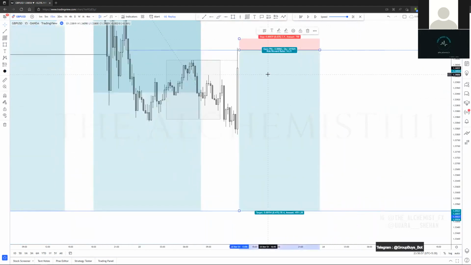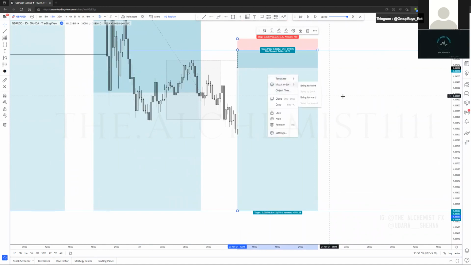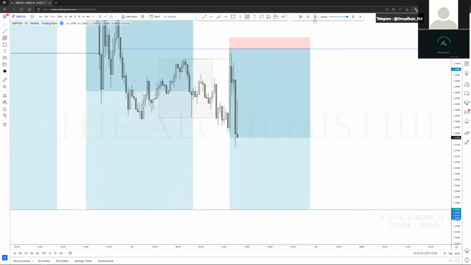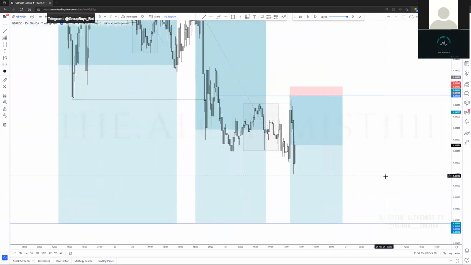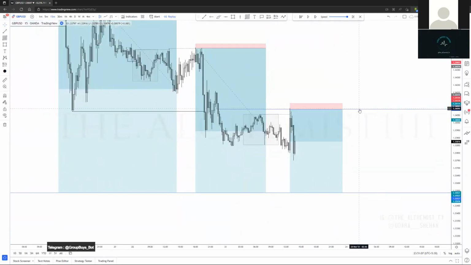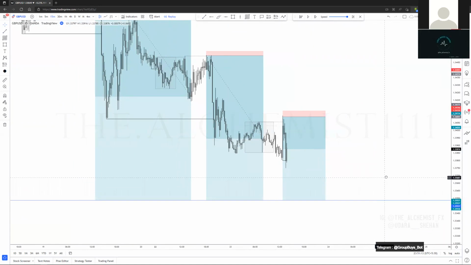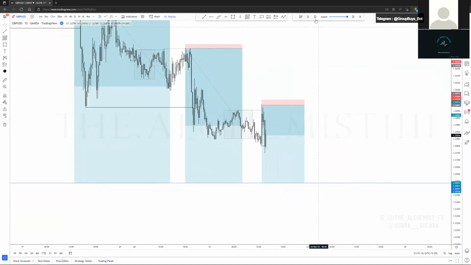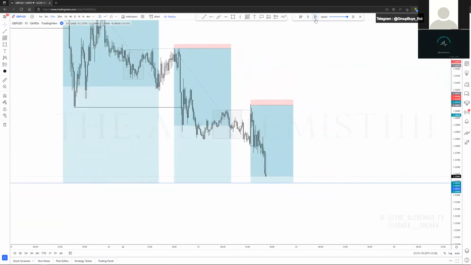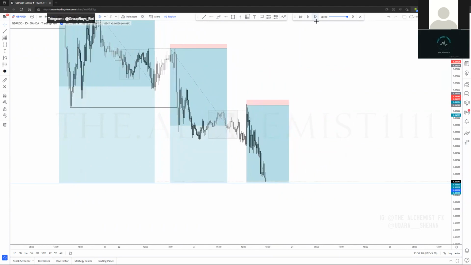Okay, then what happened? Let's see what happened. They give a little reaction, not even a reaction. Straight through it. Now you could have taken your partials from here, intraday partials. Because always make sure you pay yourself. That's the main thing. You pay yourself and then you leave the runner. Like this. And done.